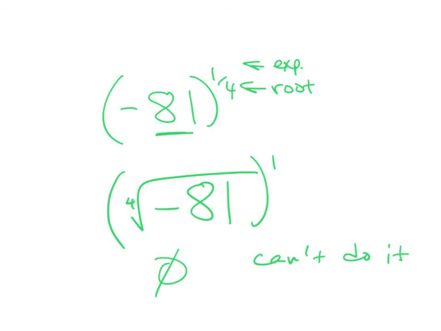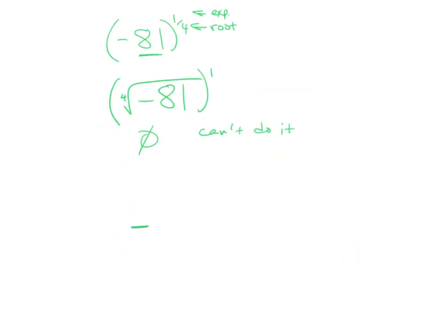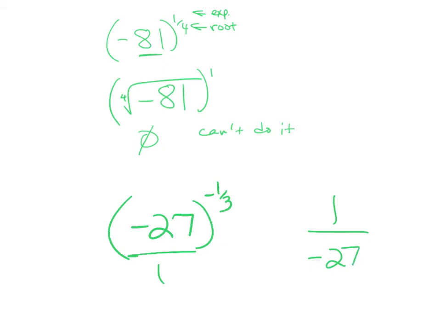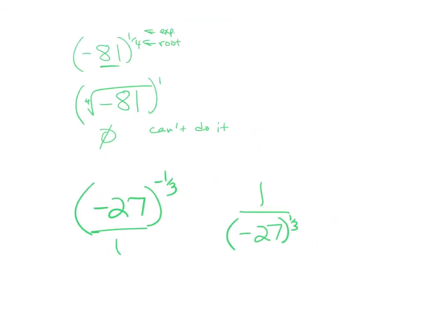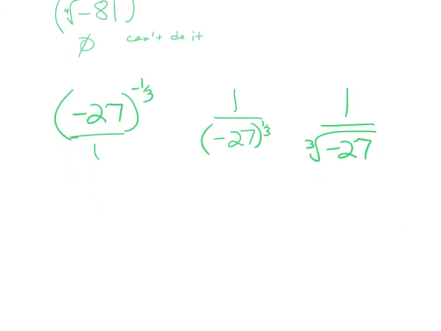Let's try an odd root. Let's say it was negative 27 to the negative 1/3 power. Again, negative exponents, think reciprocal. So I'm moving the negative 27 to the bottom, making the 1/3 positive, and now I'm going to find the cubed root of negative 27. This is possible when that root is an odd number, because I can find a number that I can multiply 3 times that gives me negative 27, and that's negative 3.